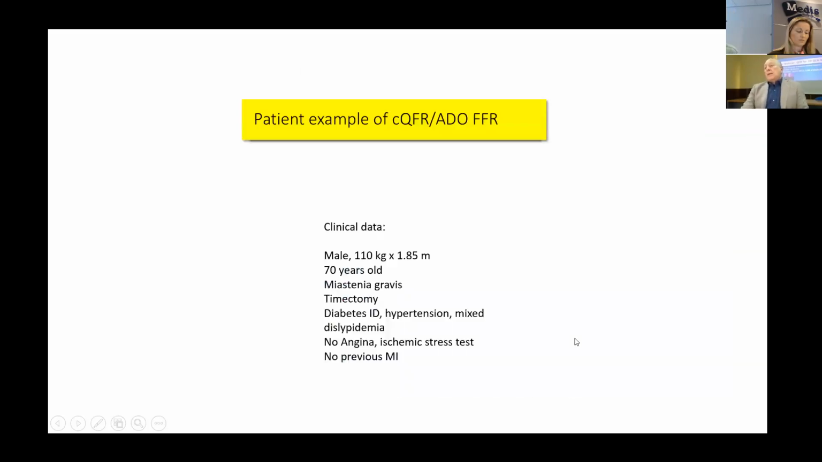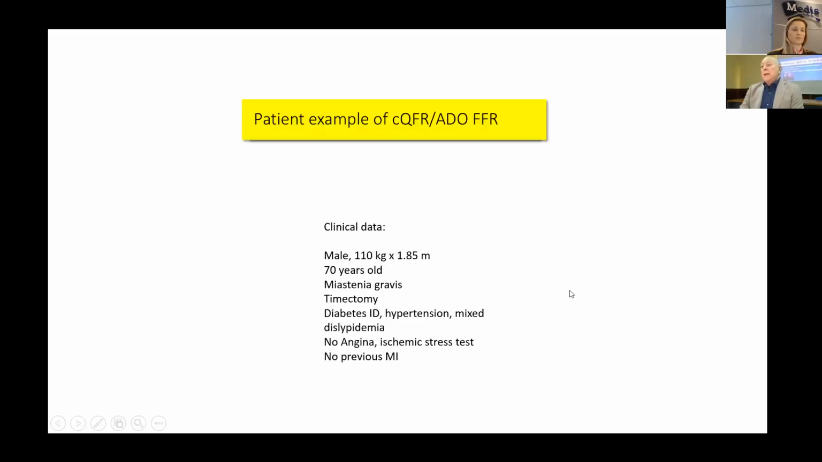This is another example that will point out the relationship between the contrast QFR, or the normally used QFR, with adenosine FFR. What we mean here is that the QFR doesn't need adenosine for evaluation. That's very important because it reduces cost and speeds up the procedure.